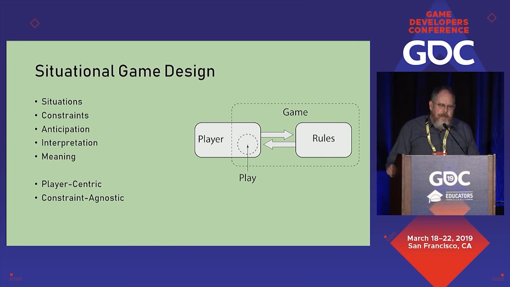And so as a result, whereas transactional game design is useful for certain sorts of very interactive, heavy games, situational game design gives you a set of tools that you can use to analyze these other sorts of experiences that we don't often think of as gameplay, but are still very, very playful. And so it's player-centric, and also, as I'm going to explain in a little bit, what I call constraint agnostic. And I'm going to explain that on the very next slide.